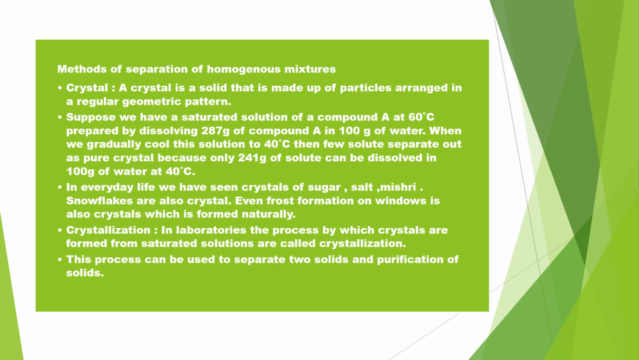Methods of separation of homogeneous mixtures. Crystal: a crystal is a solid that is made up of particles arranged in a regular geometric pattern. Suppose we have a saturated solution of compound A at 60 degrees Celsius, prepared by dissolving 287 gram of compound A in 100 gram of water. When we gradually cool this solution to 40 degrees Celsius, then pure solute separates out as pure crystals, because 241 gram of solute can be dissolved in 100 gram of water at 40 degrees Celsius.